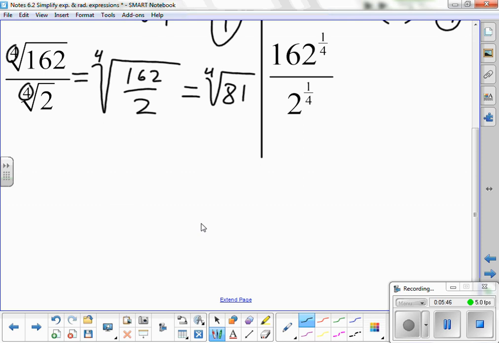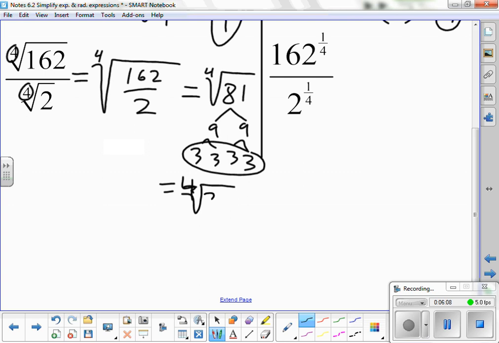81, 9, 9, 3, 3. Okay, so let me show you what's going through my head when I'm doing these things. I'm doing like a little factor tree in my head. It's 9, 9, 3, 3, 3, 3. This is 3 to the 4th power. So fourth root of 3 to the 4th power, and that is a 3.